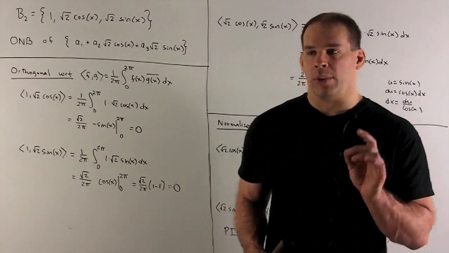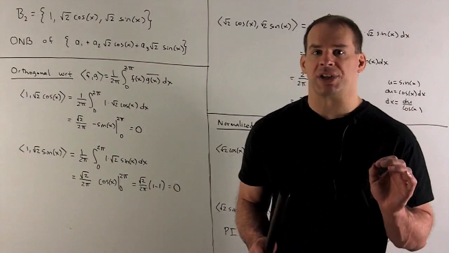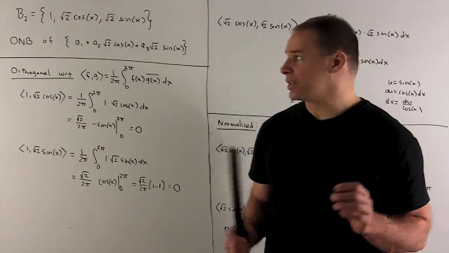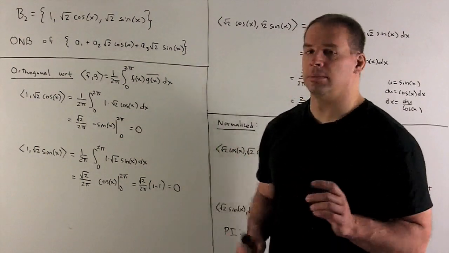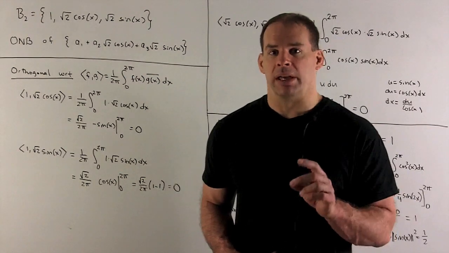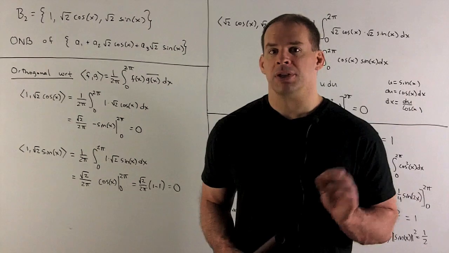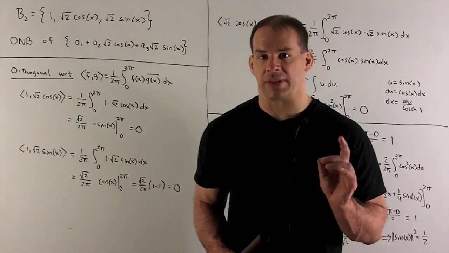Now, when we have this span, I want to show that our set forms an orthonormal set, and then we'll have an orthonormal basis for the span here. Okay, so first we need to show orthogonal. So that's going to mean if we take any two of our functions, put them in our inner product, 0 comes out. So let's check that.